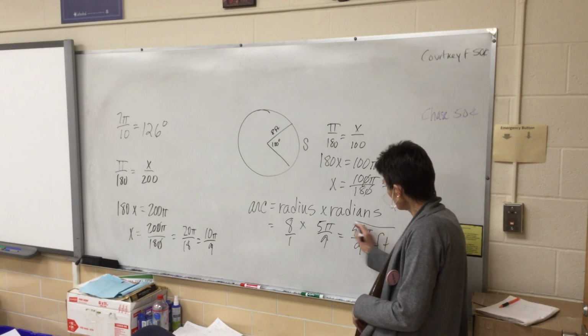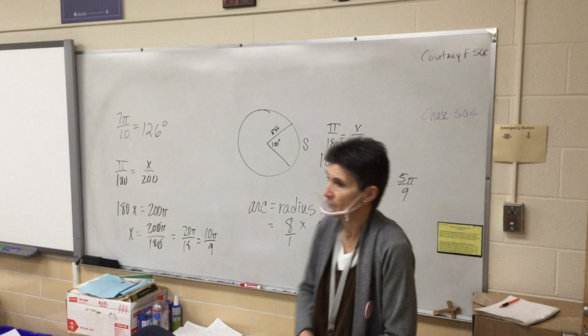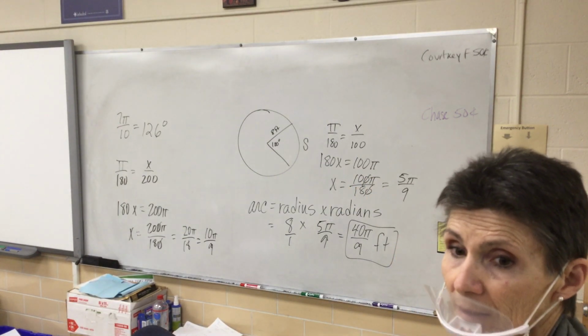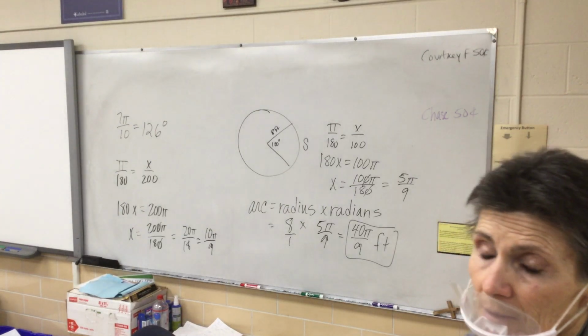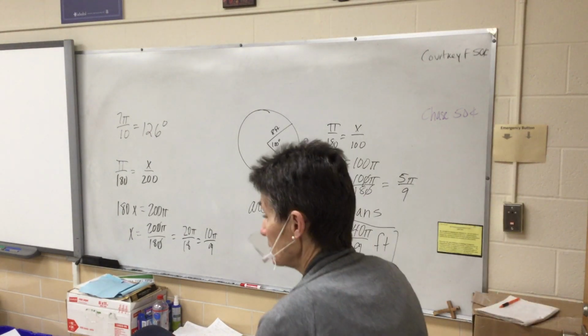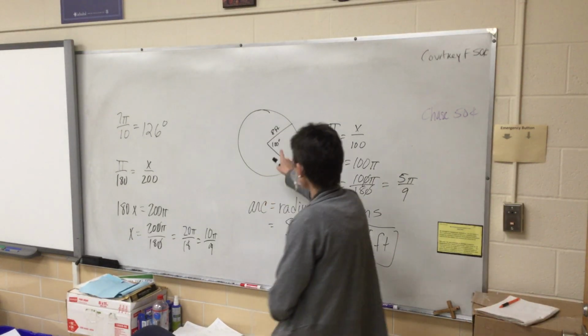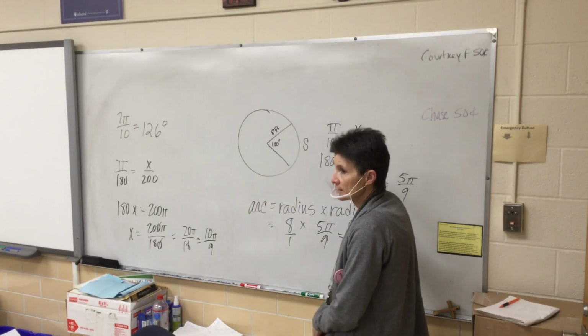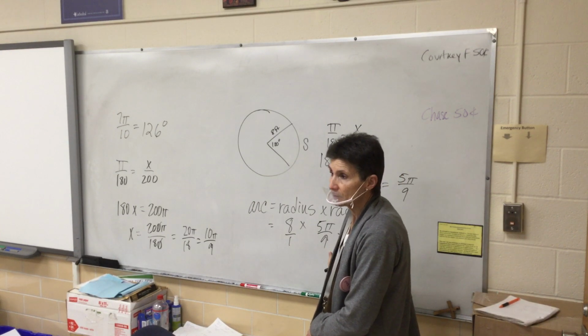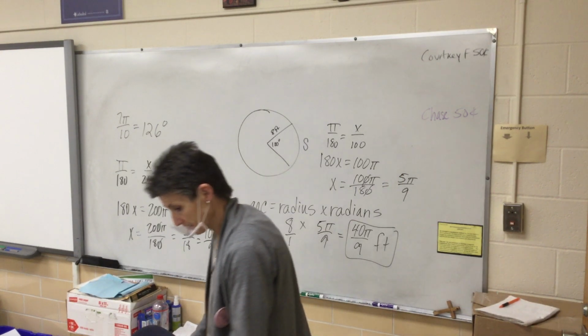And that would be feet, just like the radius was. And that's the arc. The arc is the radius times the radians. If you don't have the radians, you need to get the radians, and then do radius times radians. Okay, two parts to that.